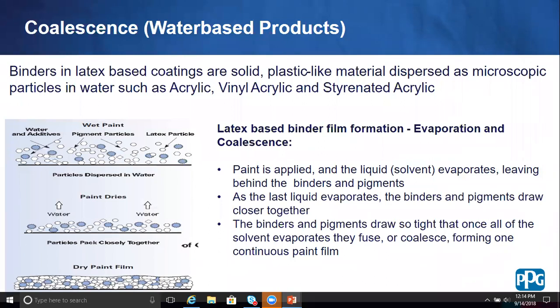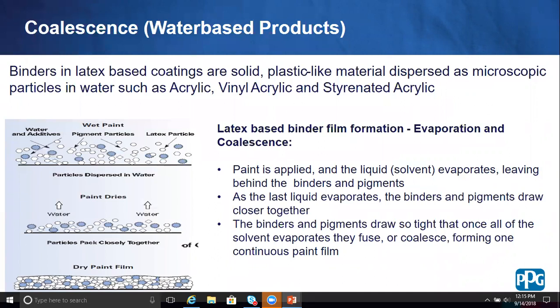So again, latex-based binder film formation happens with two processes, evaporation and coalescence. You apply the paint, and the liquid solvent, which is water, evaporates. It leaves behind the binders and the pigments. And again, that's the volume solids. As the last liquid evaporates, the binders and pigments draw very close together and just get tighter and tighter. The binders and pigments draw so tight that once all the solvents evaporate, they fuse or coalesce, and then you've got one completely continuous paint film. So that's why paint looks so good.